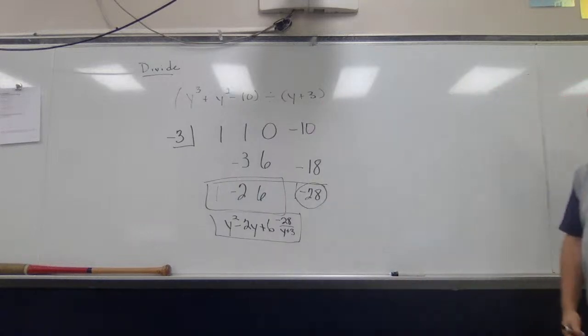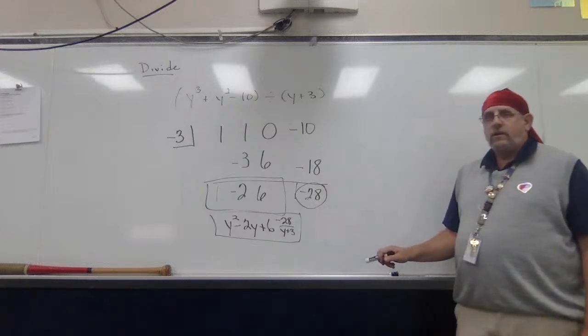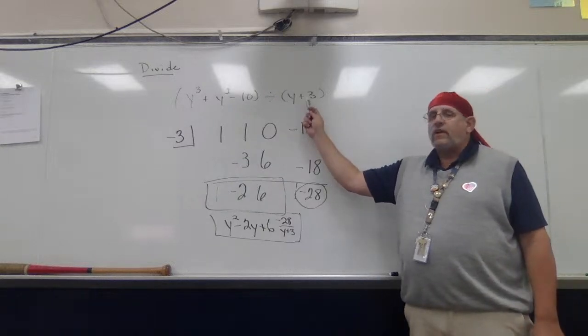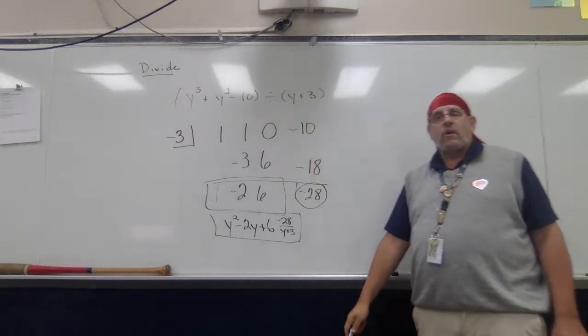So it's a more efficient way of dividing, because if I end up with nothing in here, that means that this divisor is a factor of that polynomial.